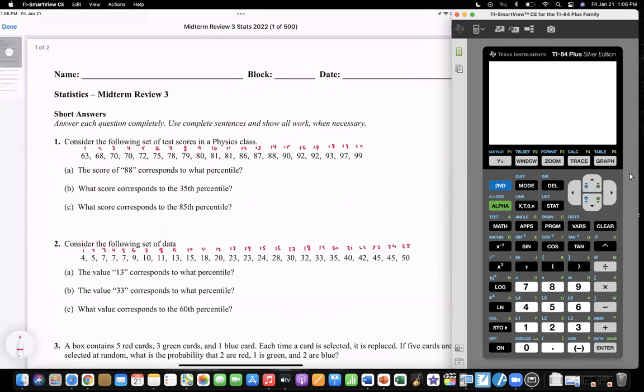So let's start with number 1. As you see here, I numbered each just to make it easier. You obviously don't have to do that on your paper, but the first thing it asks us is, the score of 88 corresponds to what percentile?